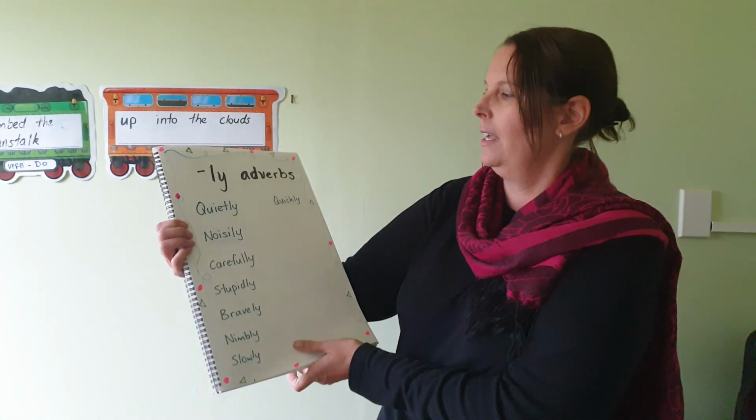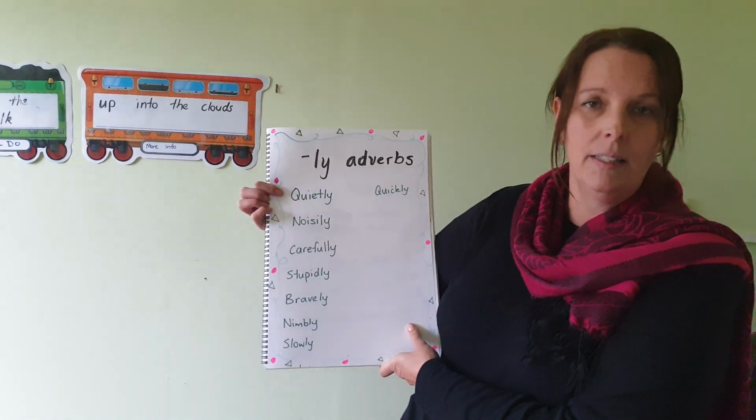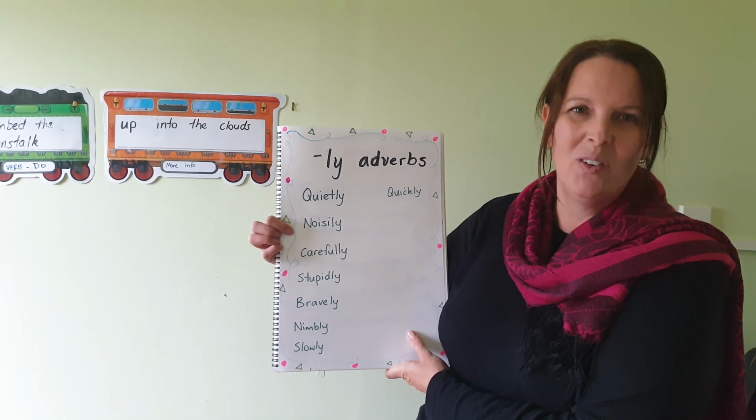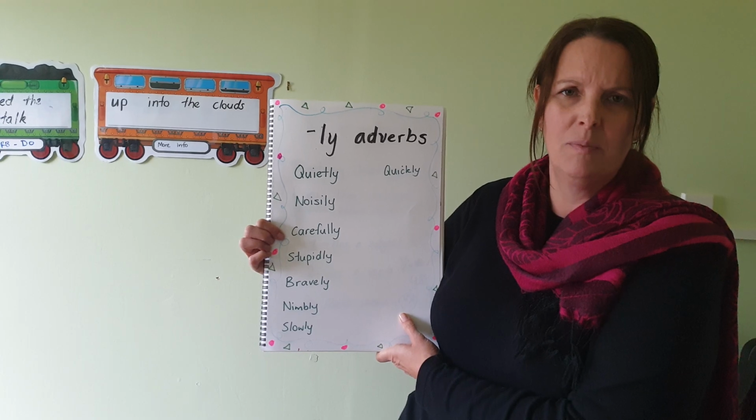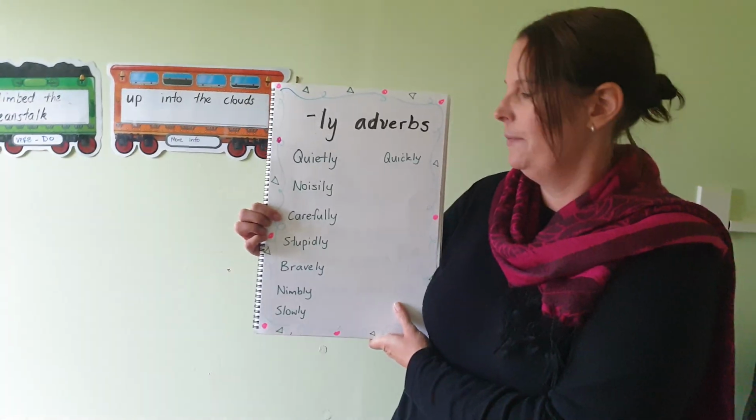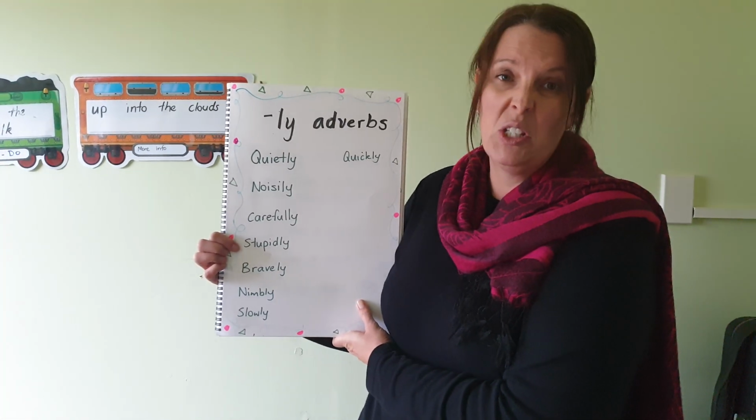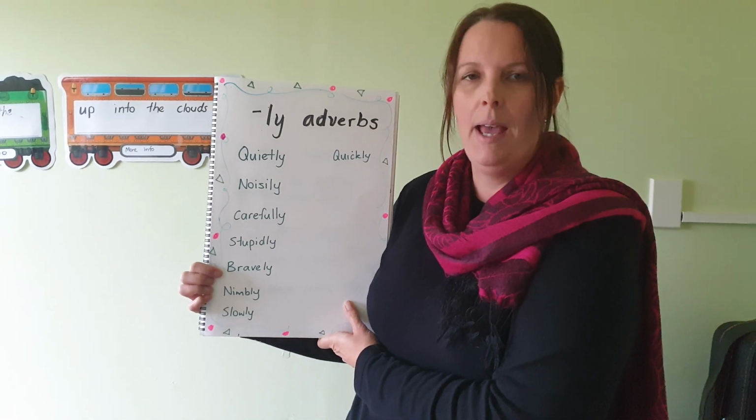I've made a list of a few adverbs of how Jack may have climbed the beanstalk. He may have done it quietly. He might have been quite noisy and done it noisily. I bet he was very careful. His beanstalk's pretty high up in the sky. Maybe it was a bit stupid that he climbed it. Perhaps he was brave.